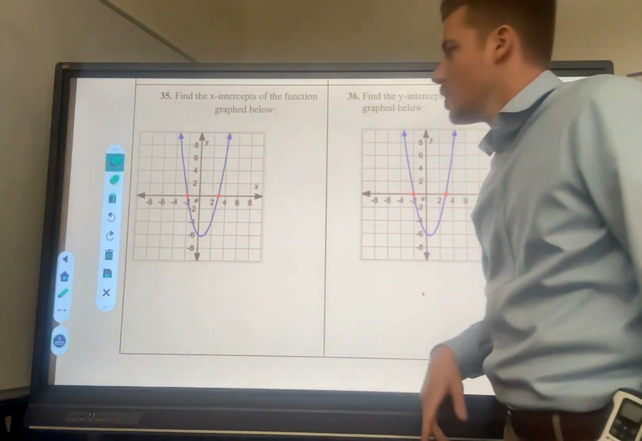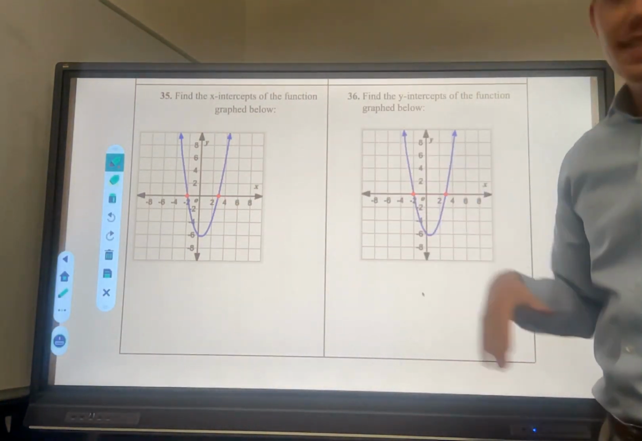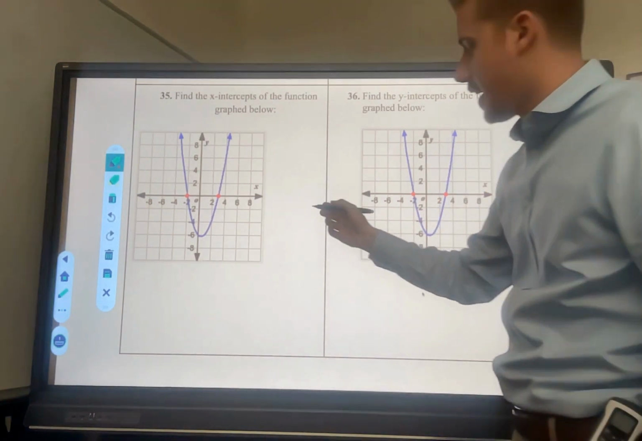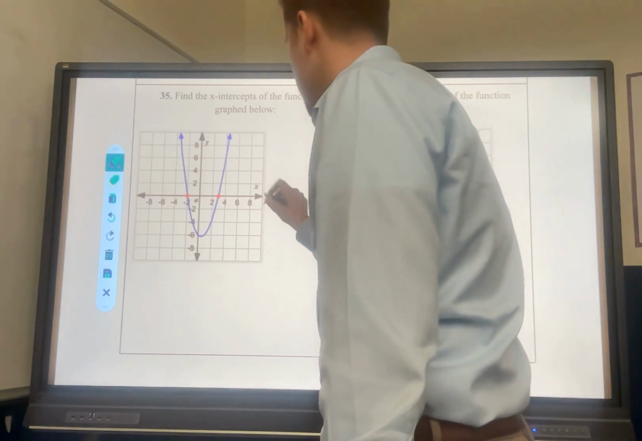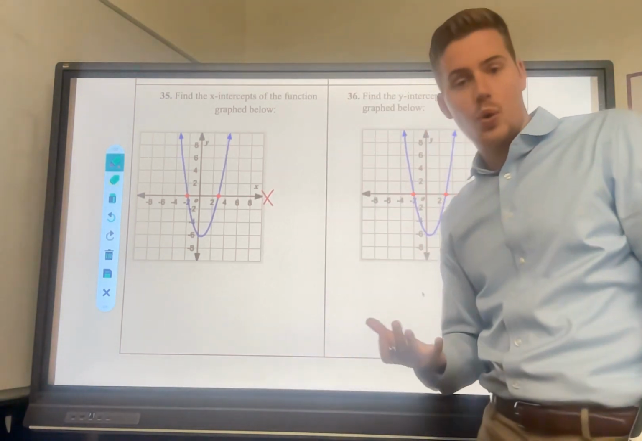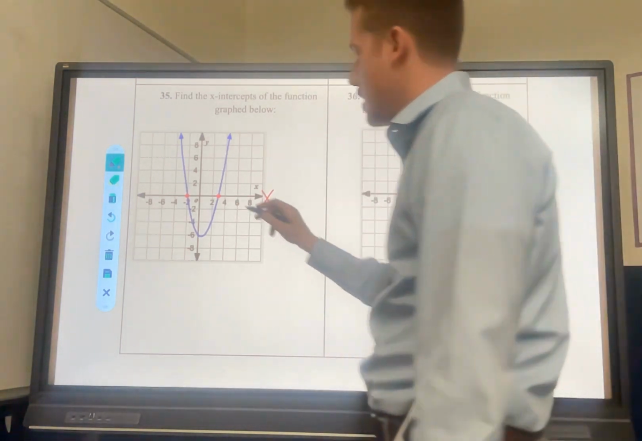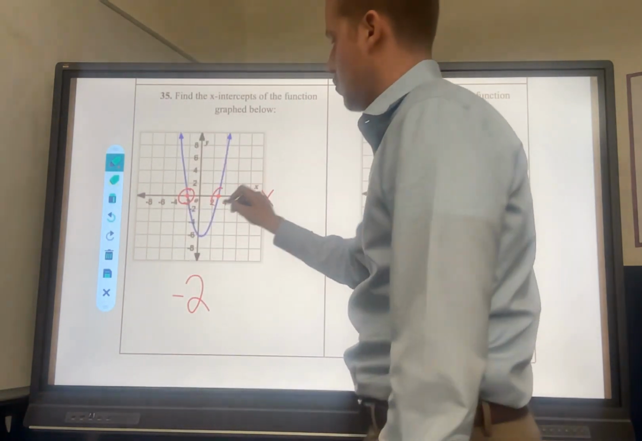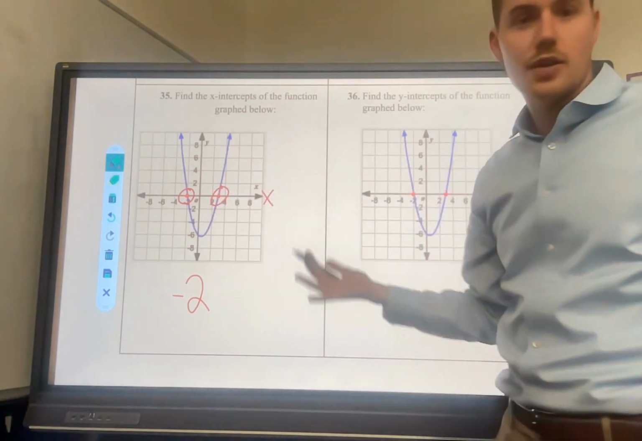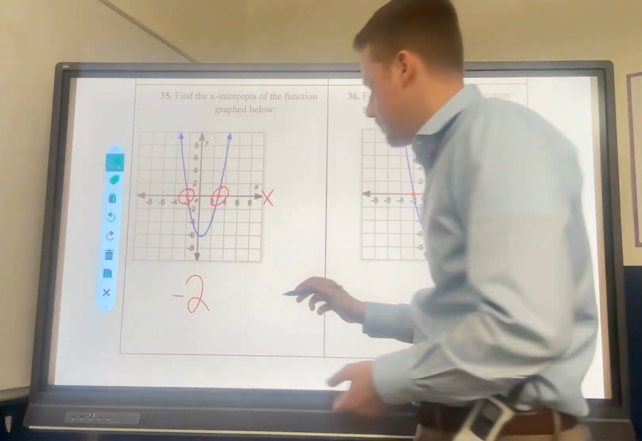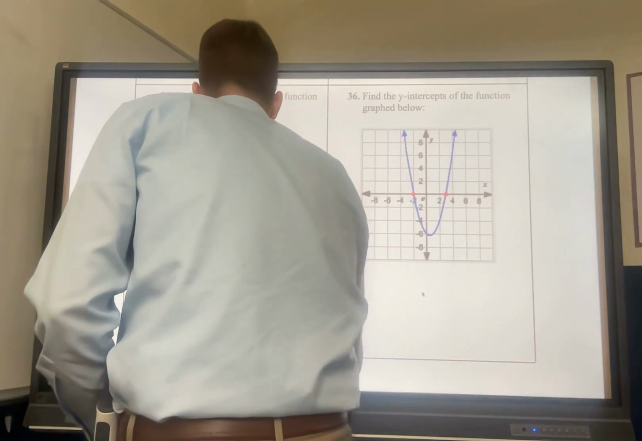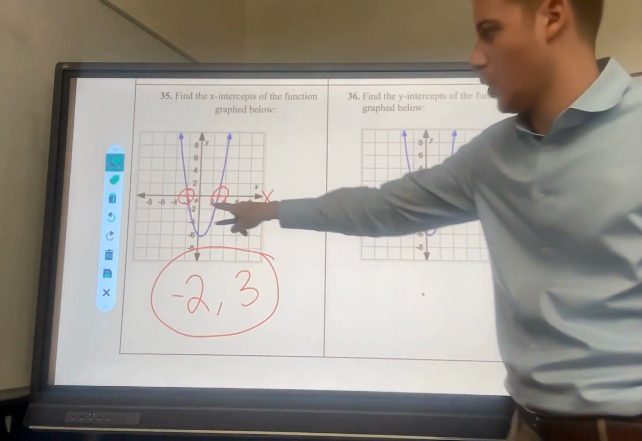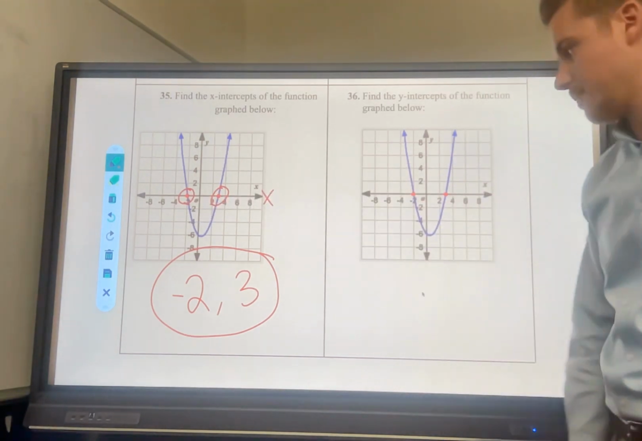All right. Question 35 says, find the x-intercepts of the function graphed below. Okay, so our x-intercepts, well, our x-axis is here. This is our x-axis. And so we're going to go look for the 2 points where it crosses. It crosses right here at -2, and it crosses right here, and that's between 2 and 4. So let's say that that's 3. So -2 and 3 are the two answers that I am looking for here, -2 and +3.